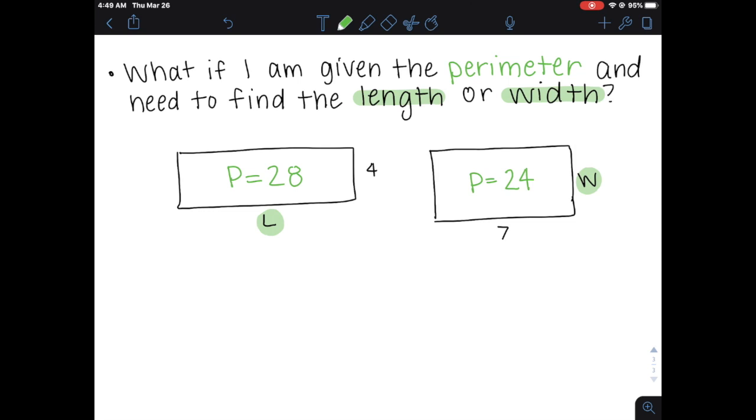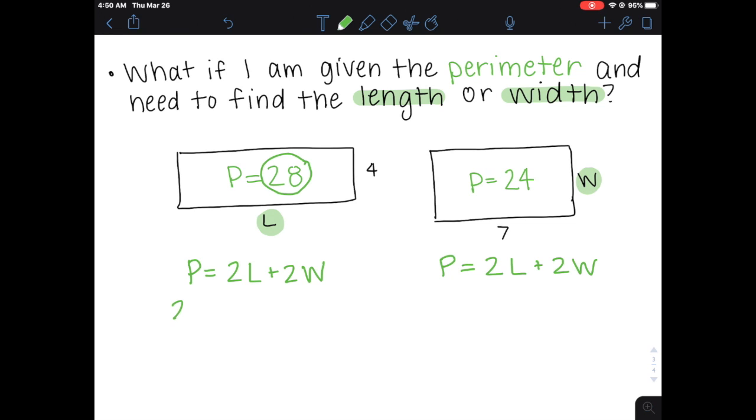All right, what if I am given the perimeter and need to find the length or the width? Okay, still we're going to start with our formula. For perimeter, P equals 2 times the length plus 2 times the width. I'm going to put that over here as well. P equals 2 times the length plus 2 times the width.